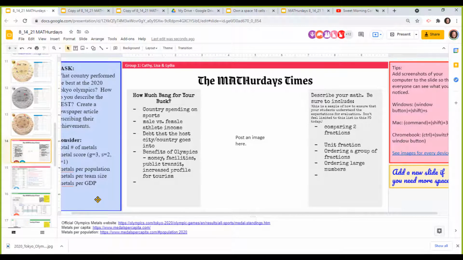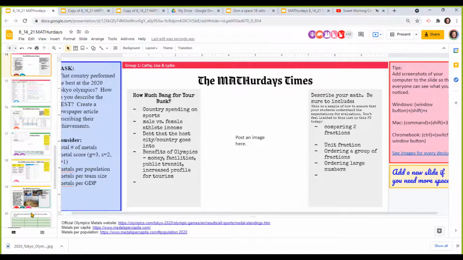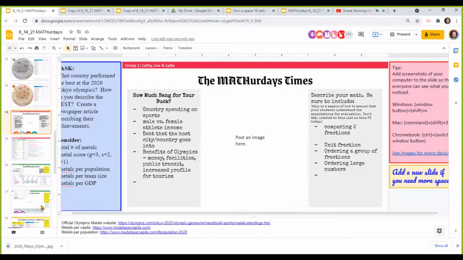Let's see what the different groups were thinking about, because each group had a different lens, and it was pretty neat to hear it. We're going to go just in order for this one because we're going to see all three. You didn't have to have anything polished for this because obviously you only had half an hour to work on it, but just let us know, what was your group thinking, and what data did you use for it? We'll start off with group one, and if you want me to show a different slide, just feel free to let us know what number you're on. But group one, what do you have to say in your MATHurdays times?